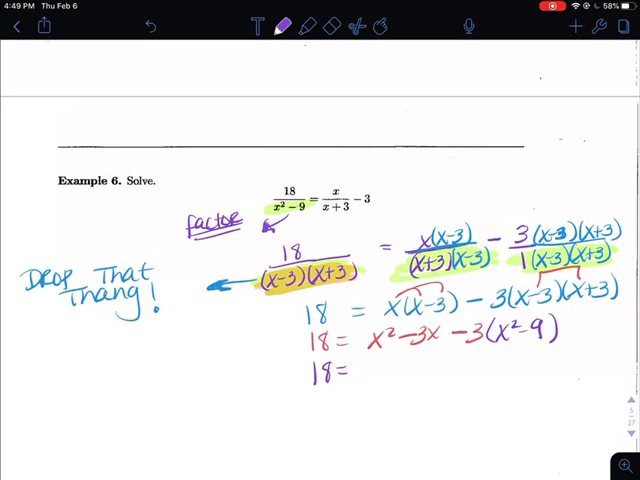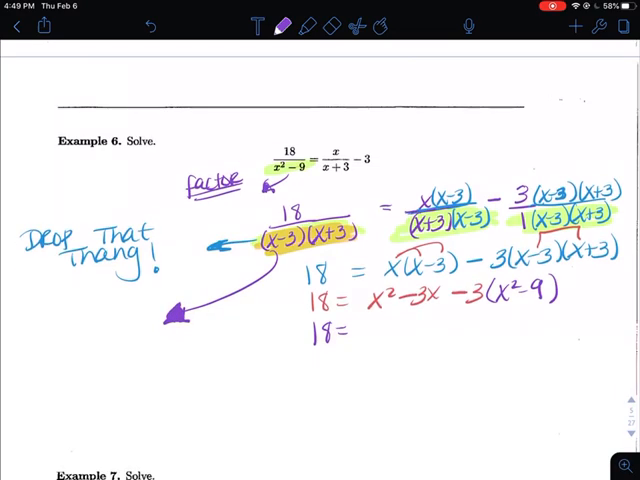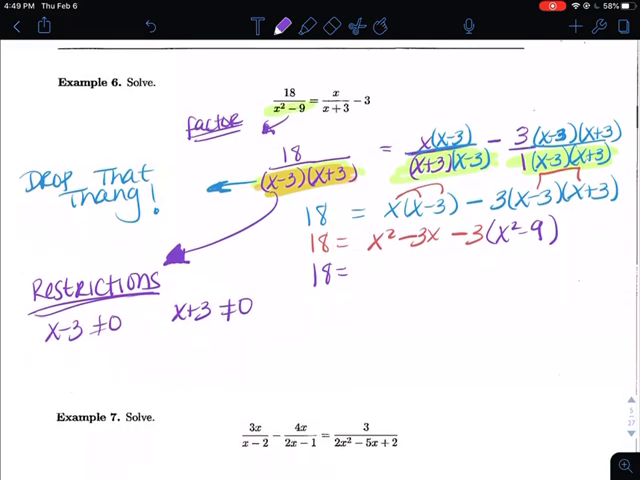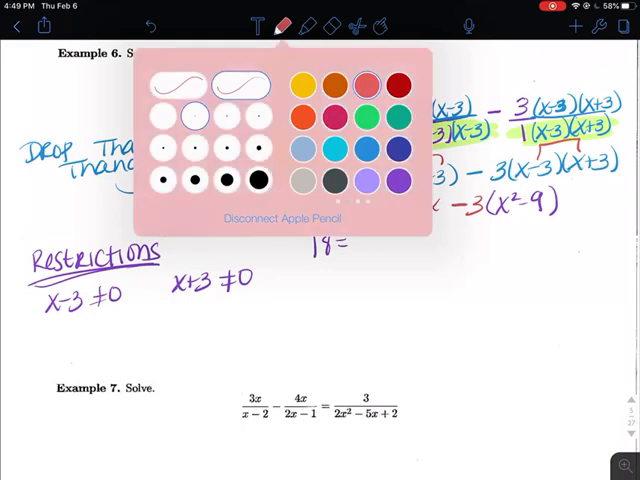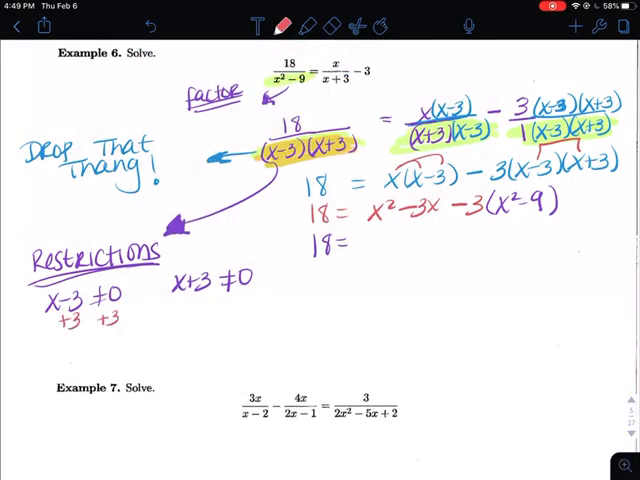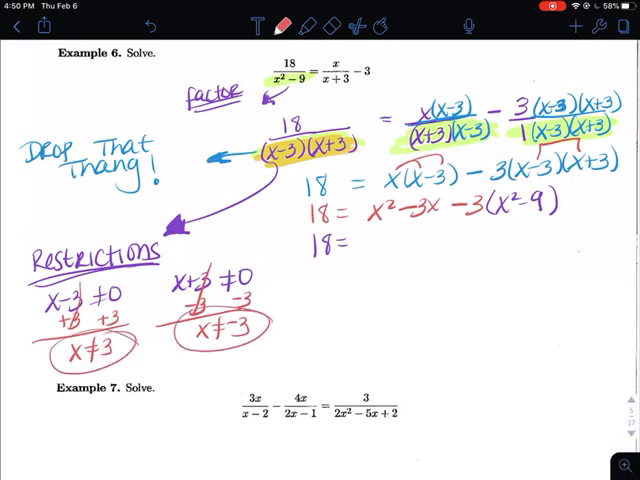We forgot our restrictions. Before we start doing anything, we should do our restrictions, so don't make that same mistake. Going back to the fractions, if you look at all your denominators, you actually have two restrictions in this example. You have x minus 3, that can't equal 0, and x plus 3 cannot equal 0. When I solve this, I add 3 to both sides. x cannot equal 3. Subtract 3 from both sides. x cannot equal negative 3. These are the two values that x can't equal.